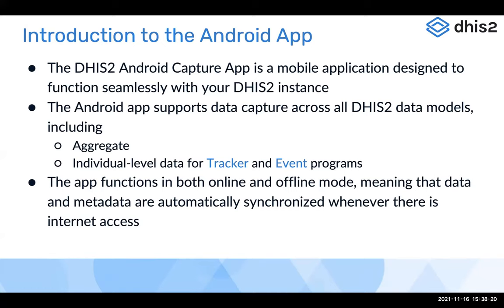So it supports data capture across the DHIS2 data models. Yesterday, we talked about the different data models. And so it allows data capture through aggregate, and then also it allows capture of individual level data for tracker and event programs. For this session, since we're in a tracker use academy, we are going to focus on capture of individual level data for tracker. And then this app functions both online and offline. Okay, so it means that even without internet, we are able to continuously capture our data using the Android app.